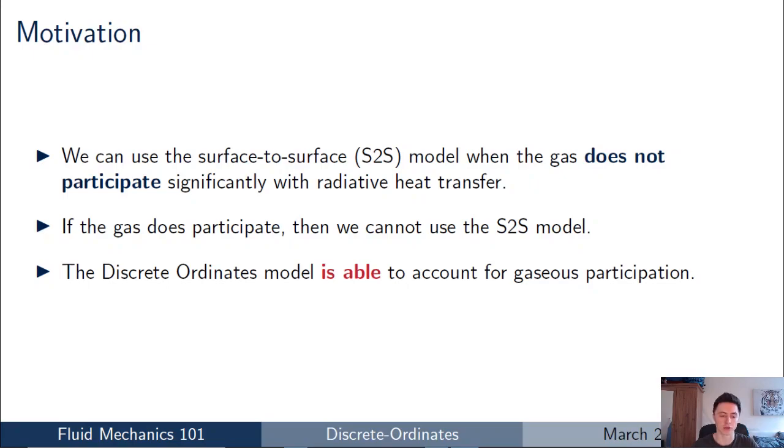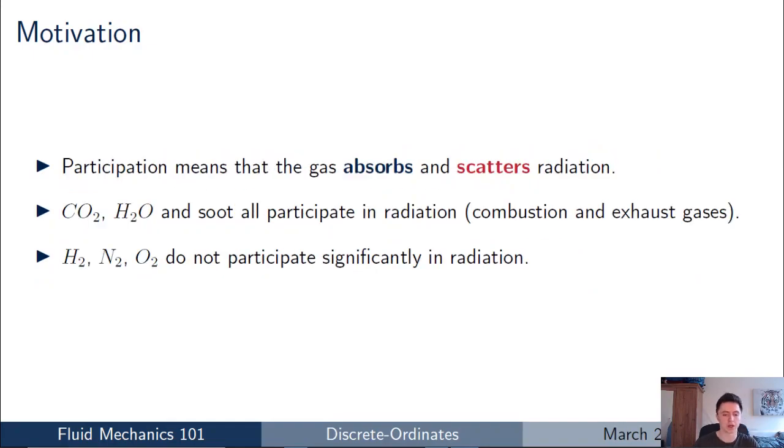And the discrete ordinates model, which I'm going to be talking about today, is one example of a model we can use when the gas in our medium does participate in radiation. So what do we mean by participates in radiation? Well, more specifically, the gas will absorb and scatter some degree of radiation that's passing through the medium between the hot surfaces. And just to give some examples, CO2, water vapor, and soot all participate in radiation.